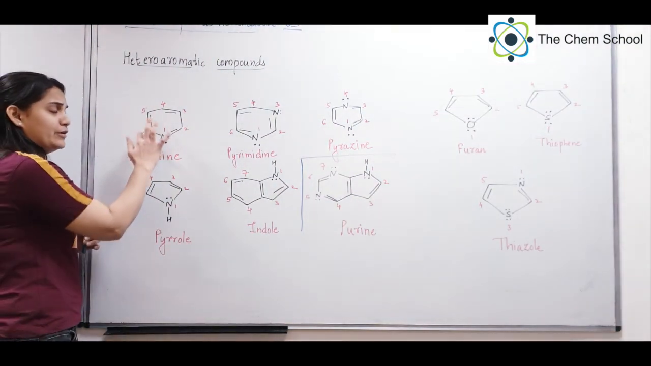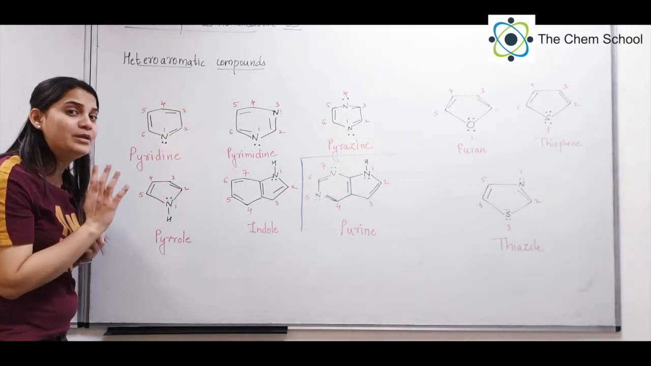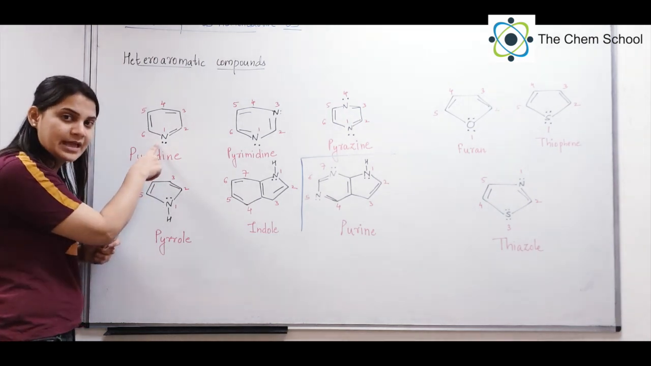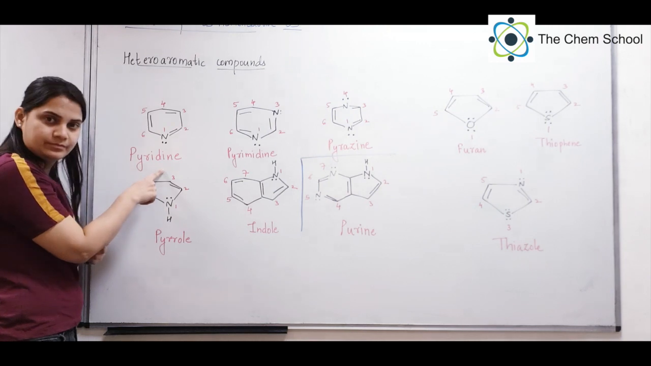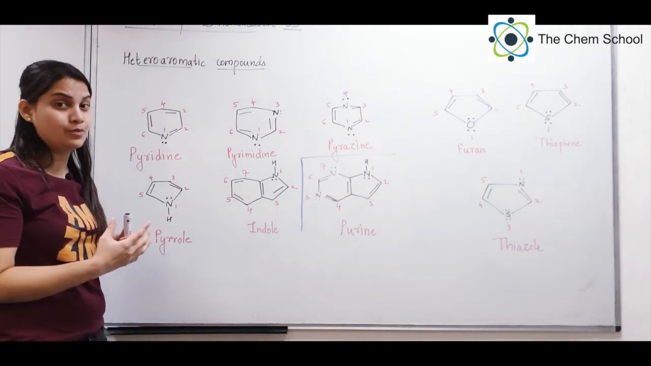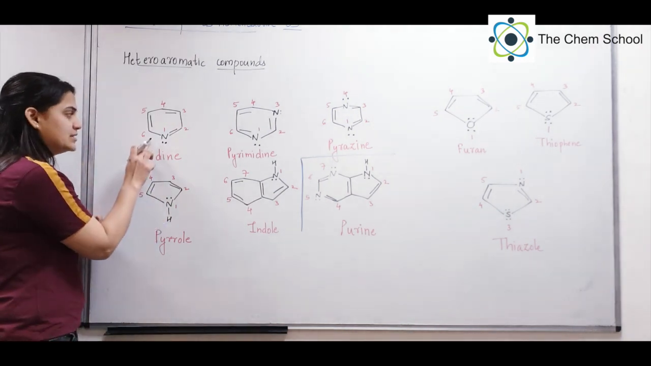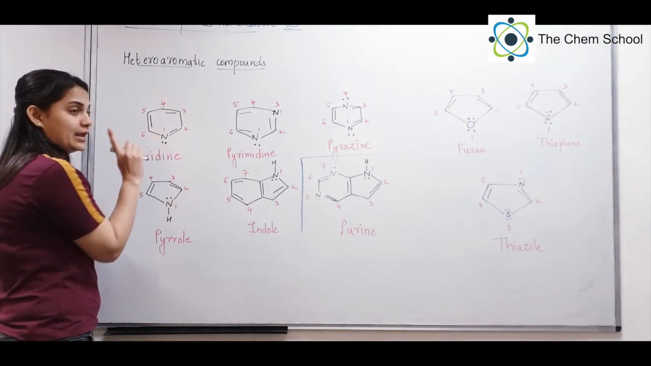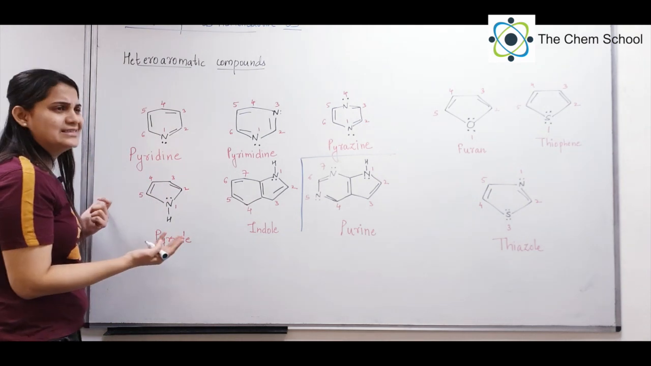Now if it was C6H6, it would have been benzene, but if I remove one carbon and put nitrogen in that place, then it will become pyridine. This is a very important molecule again. So this is pyridine. Okay? Now look, nitrogen I have given the numbering as 1, and then you can go on any side and give the numbering.